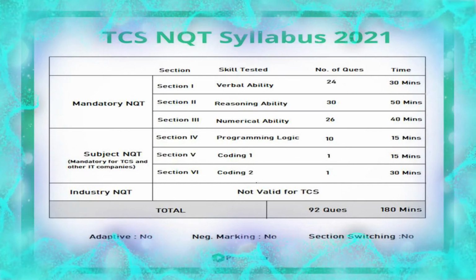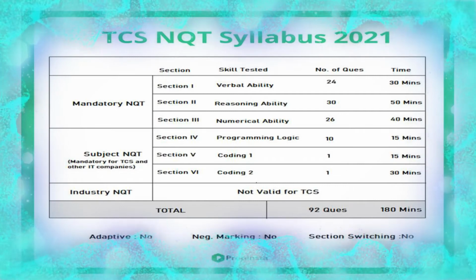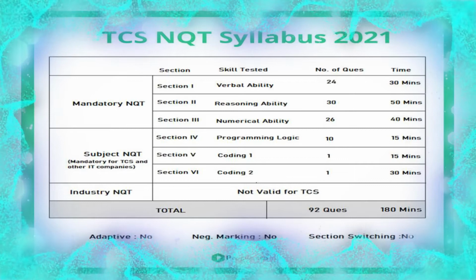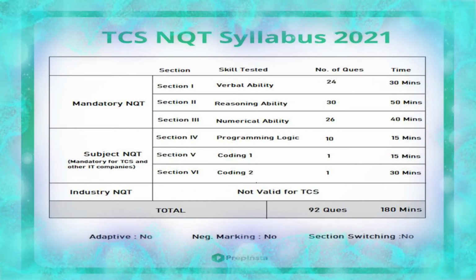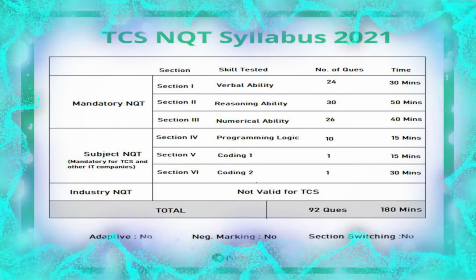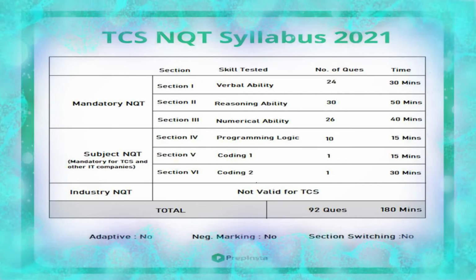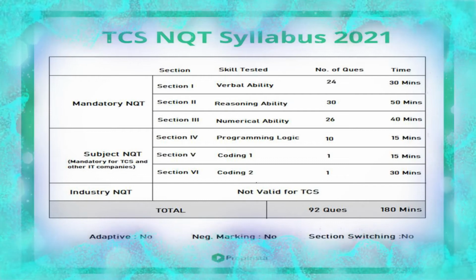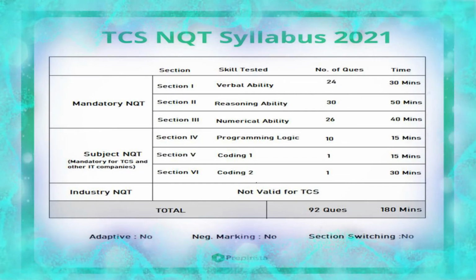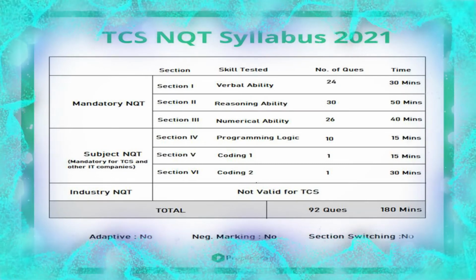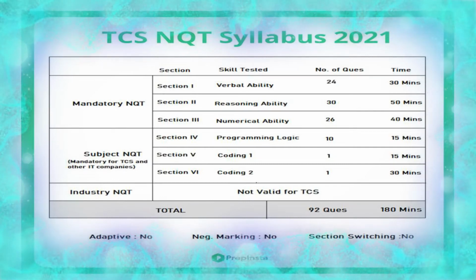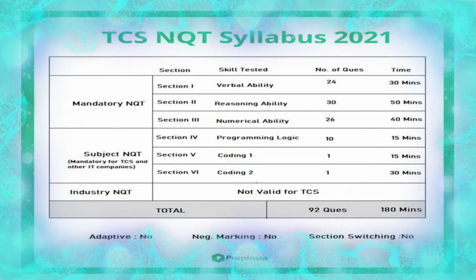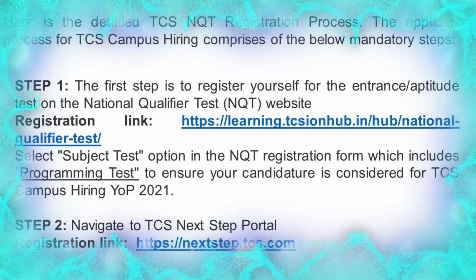You will have 2 programming statements which you have to complete within 45 minutes. So the overall total time you would be getting is 180 minutes. But remember, you cannot switch the sessions in between. You have to complete one session and then go for the second session. Section 1, that is verbal ability, reasoning and numerical ability, is mandatory for NQT. Why I have mentioned mandatory, we will be discussing at the end of the session during the salient features.